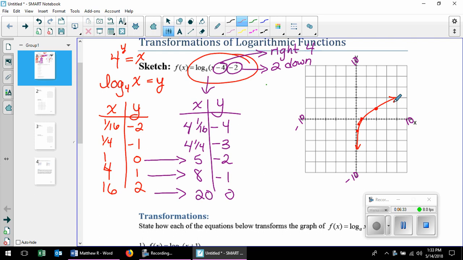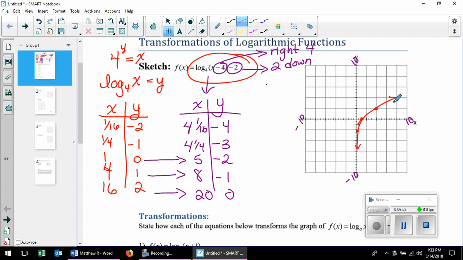No. Where is this approaching? Oh, you're looking at a horizontal asymptote? Remember with the logarithms, we have a vertical asymptote. Exponential graphs have horizontal asymptotes. Think of a log graph. No, it's at 0. Look at these.